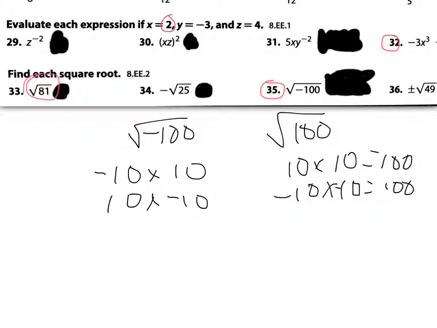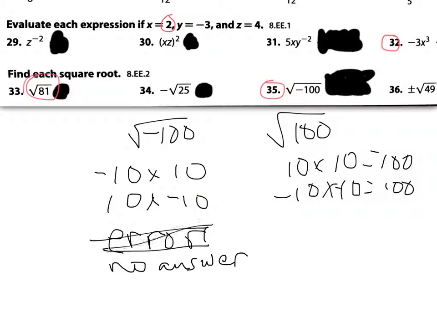And if you put that in your calculator, you put square root of -100, it will probably give you the error message. Okay, that's because it's impossible. So there is no answer for this one. No answer or no real number solutions. So don't write error though. You'll just write no answer for this problem.